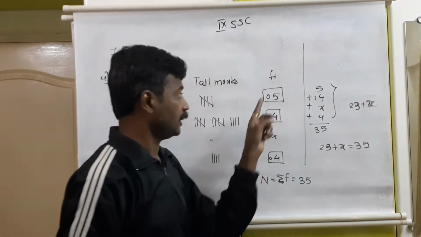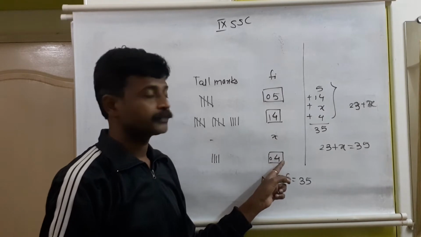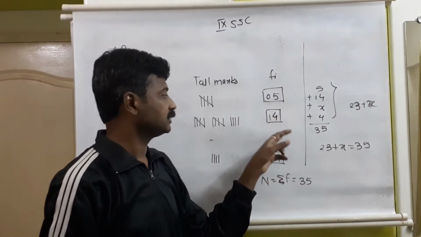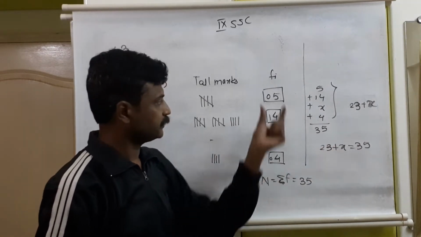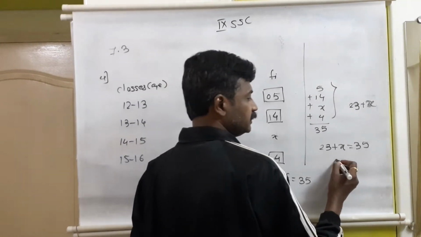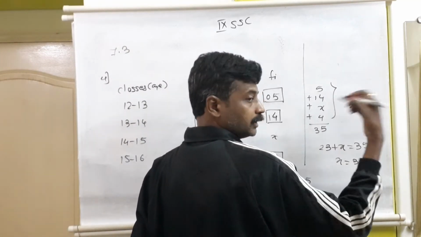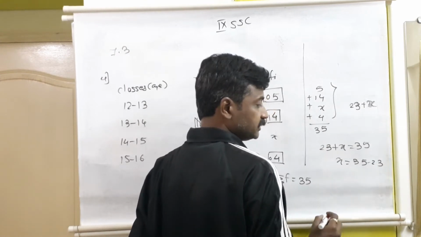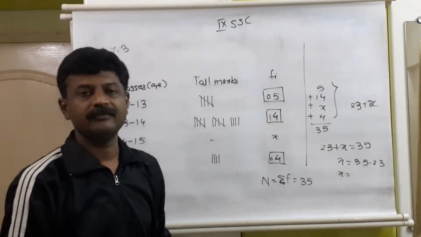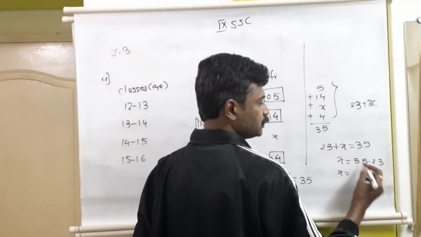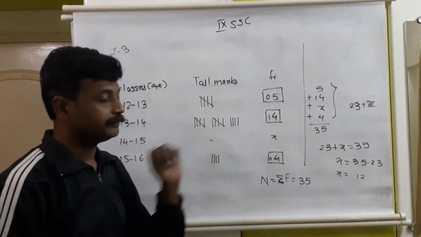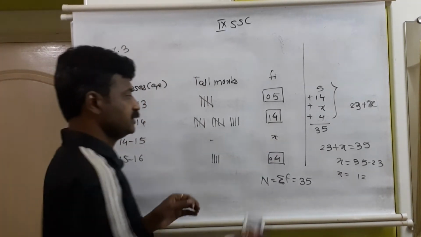Addition of 1, 2, 3, 4 will come: 14 plus 5, 19, 19 plus 4, 23. 23 plus x will be equal to 35 because the sum of all this is given as 35 in the question. How to simplify this? x will be equal to 35 minus 23, as 23 goes to the other side and is subtracted from 35, and the remainder is the value of x. 5 minus 3 will be 2, 3 minus 2 will be 1, so the value of x will be equal to 12. So here x will be replaced by 12.